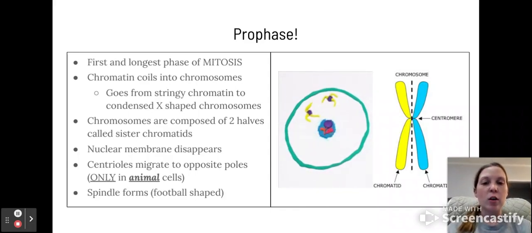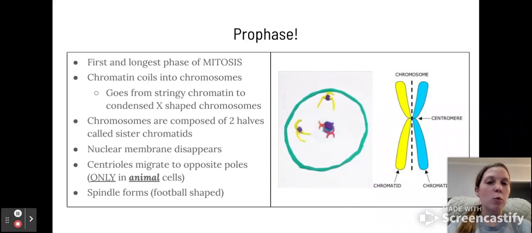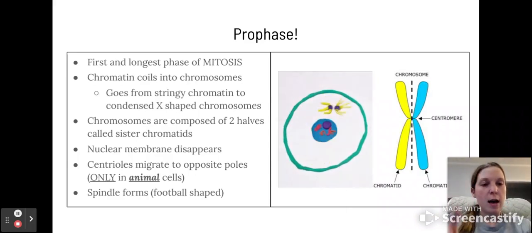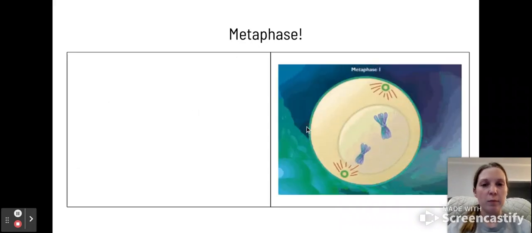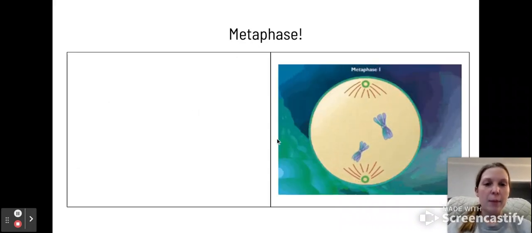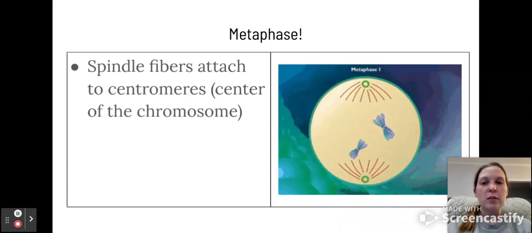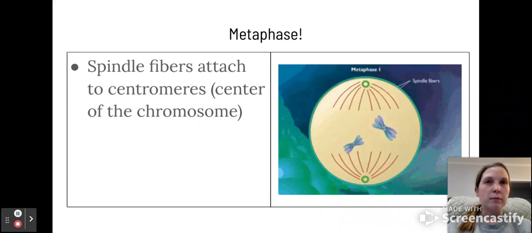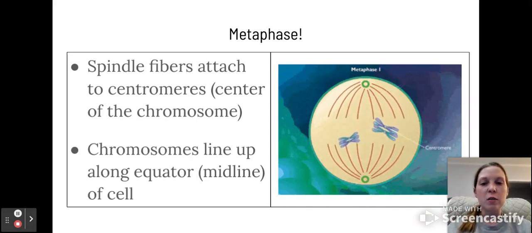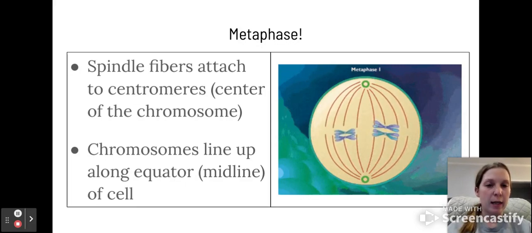And then we have what are called spindles forming, and it's more of a football shape because they will be like lines that shoot across the entire cell. And that's what you'll see happening in metaphase. The spindle fibers attach to the centromeres, which are the center of the chromosomes, basically like a hook and pulley. And the chromosomes will line up along the equator or the midline of the cell, as you can see happening in this picture.